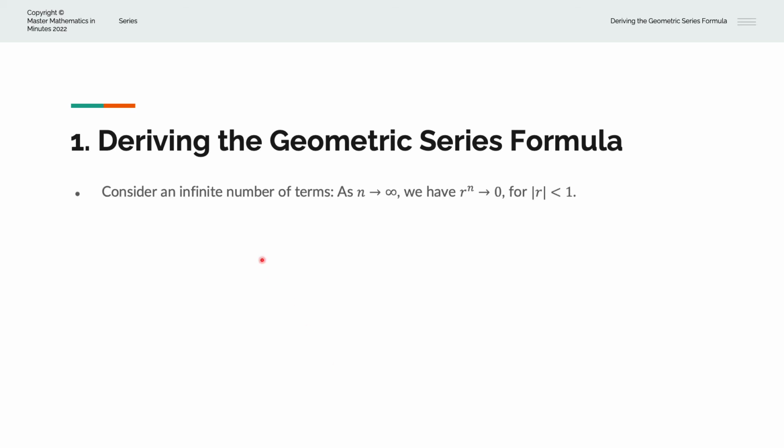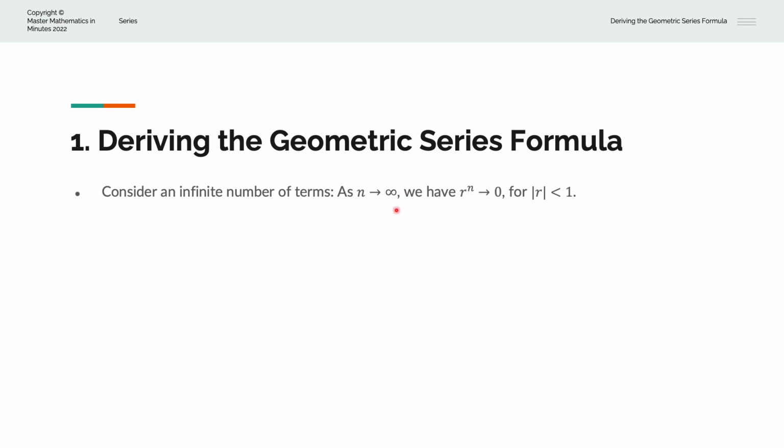So, consider an infinite number of terms. If we're summing across an infinite number of terms in the geometric progression, what is the formula that we can use? So this slide is where we'll derive that formula.